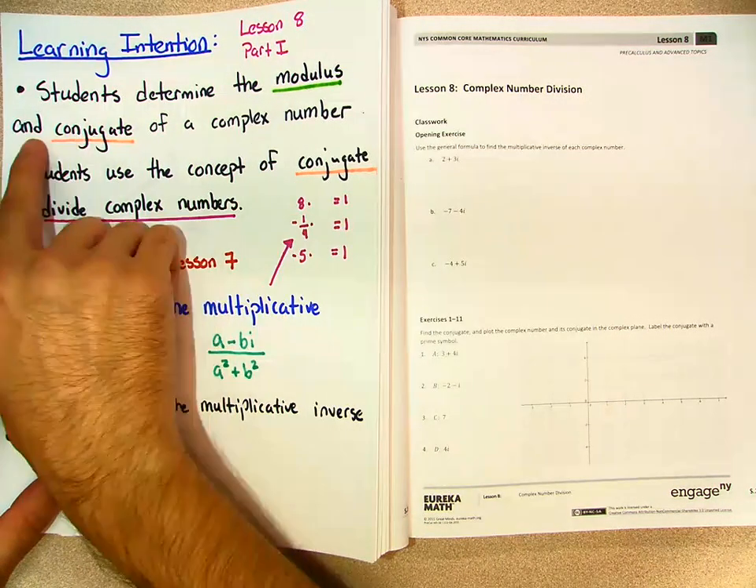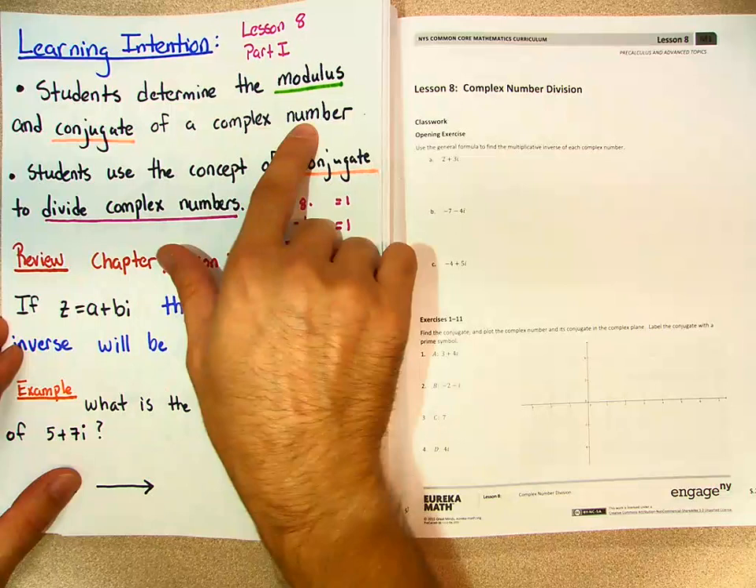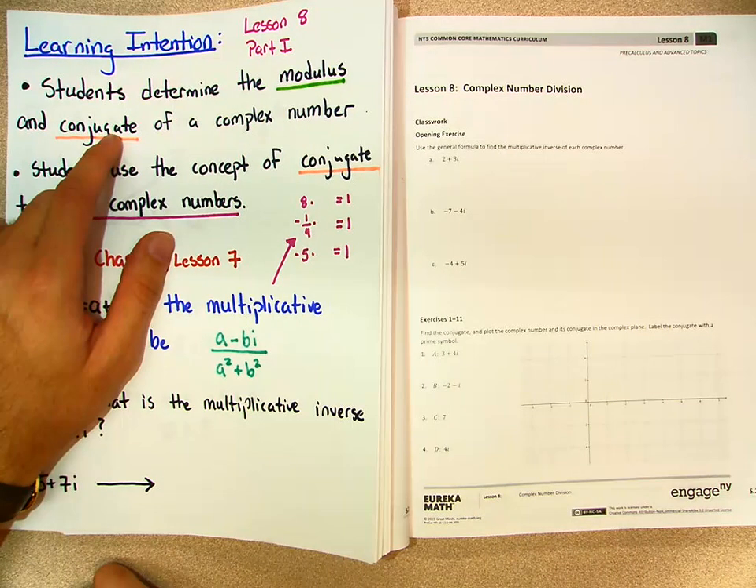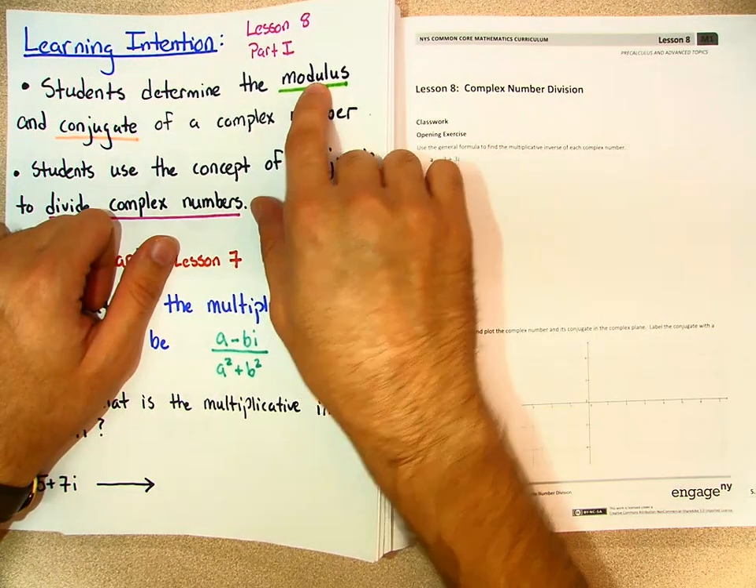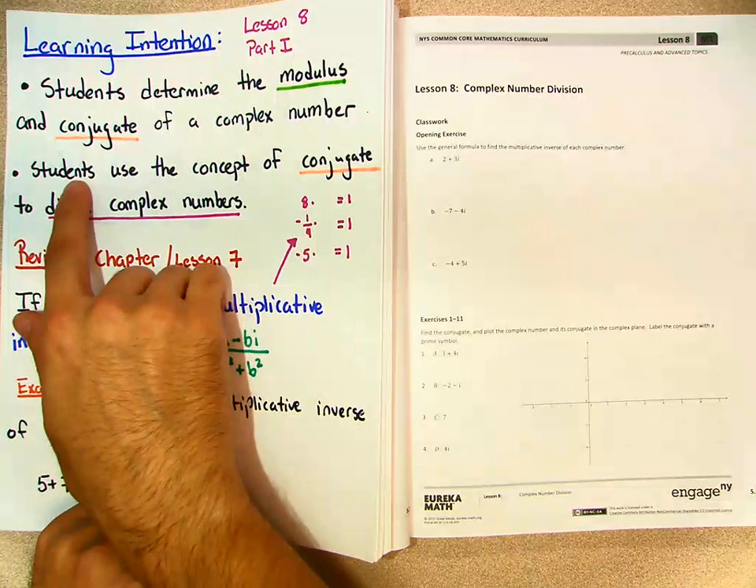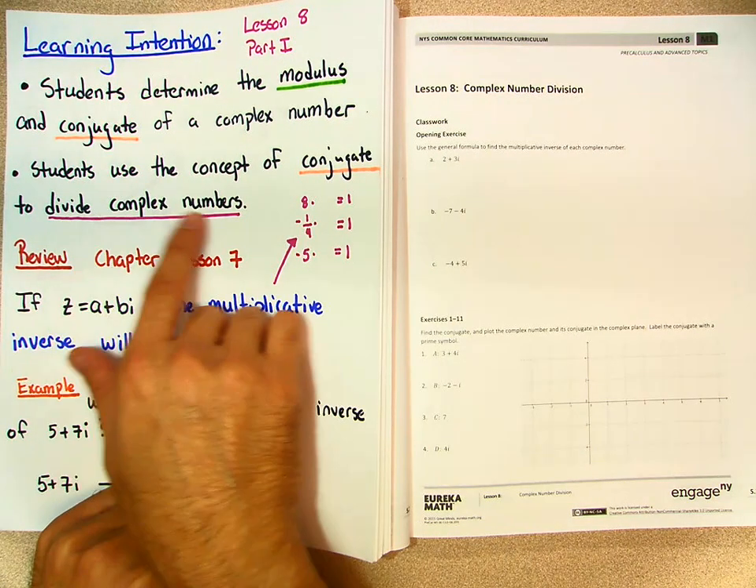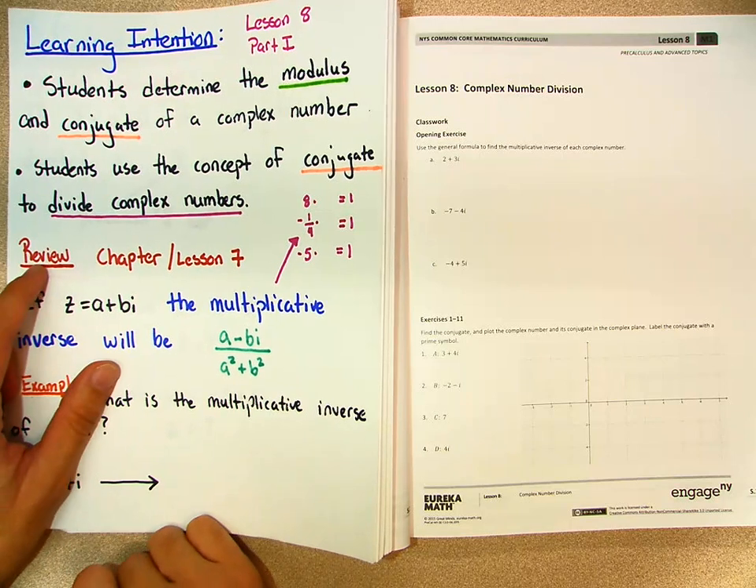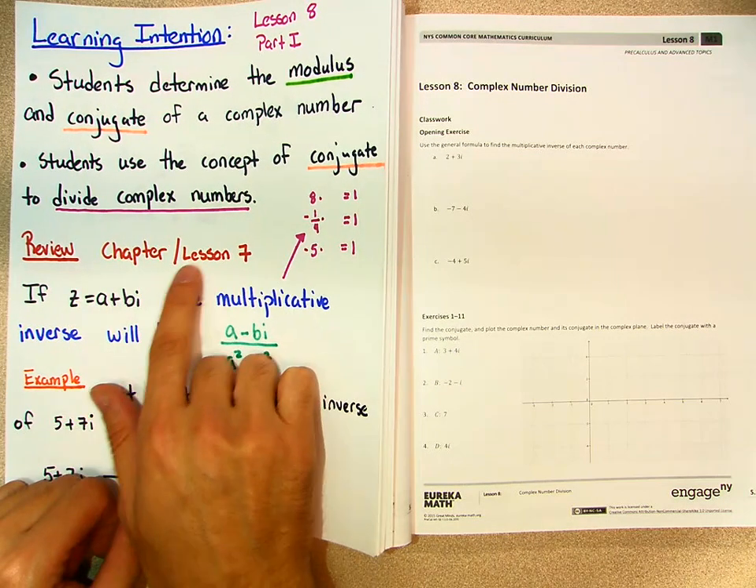Students determine the modulus and conjugate of a complex number. So this we're familiar with, this we're kind of familiar with, and I'll go through it with you step by step. And then the second part of this video, we'll talk about how to divide complex numbers, okay? So just a quick review from last week, from the last chapter.